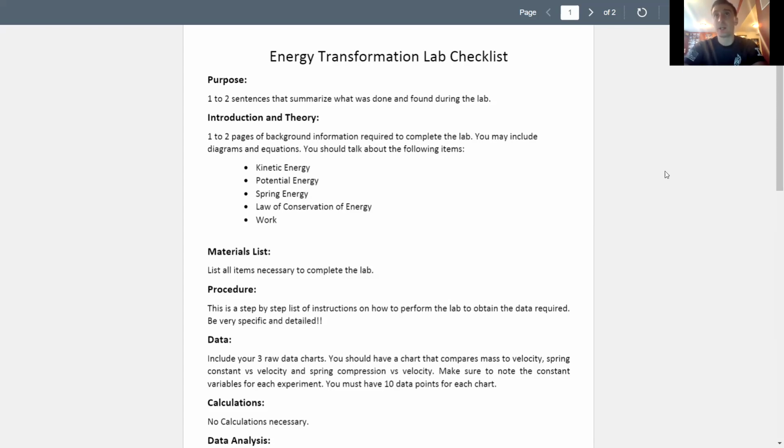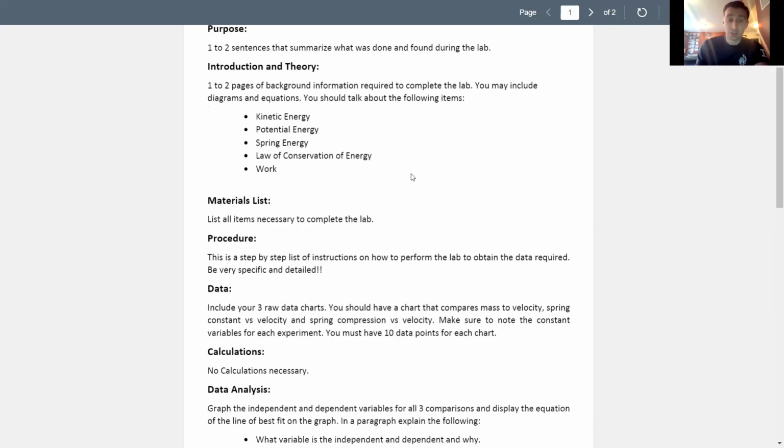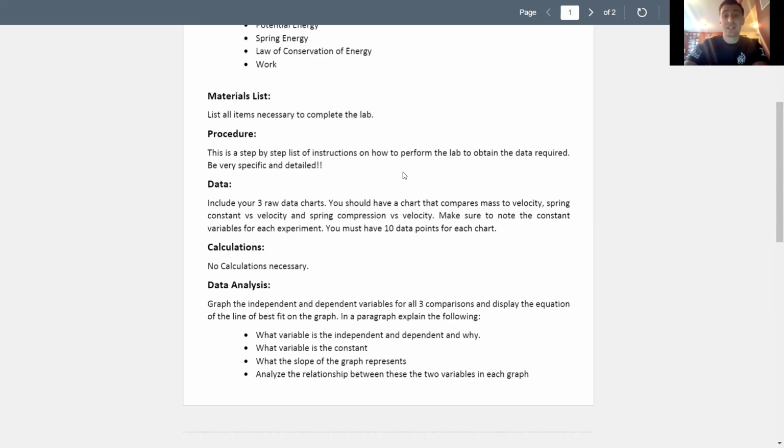So if I'm talking about changing the mass and I say, change the mass, keep it, okay, then repeat steps this to this for 10 data points. But then when you change it to spring constant, you can't just say repeat the steps as that. You have to say, okay, I'm changing my spring constant, and I keep this, and this is the same. Okay. So again, your procedure here might be a little bit longer than normal. All right. Calculations. There are no calculations necessary.